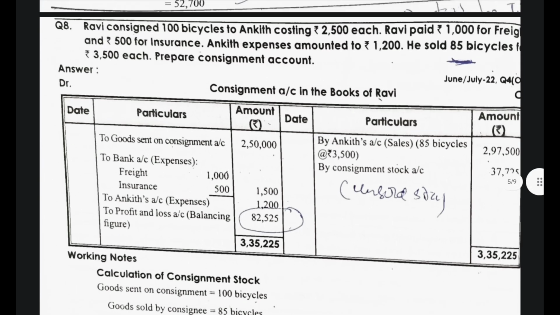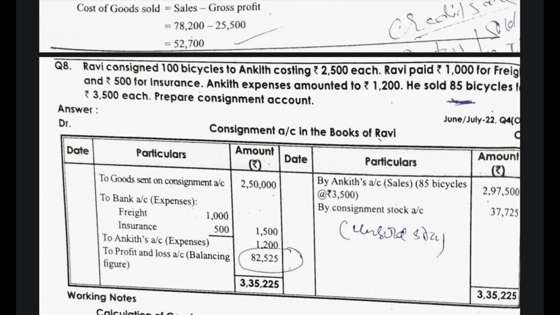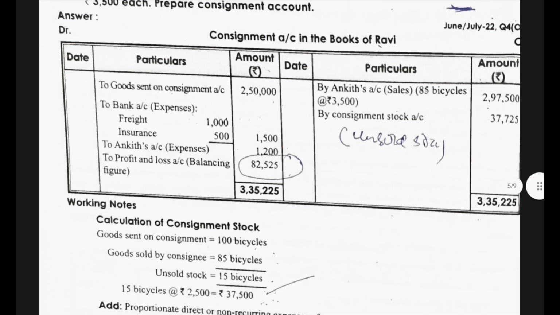In the consignee expenses, if Ankit's expenses are given but it is not mentioned whether they are recurring or non-recurring, then ignore them. If the consignee's non-recurring expenses are given, we have to take that also into consideration while calculating the unsold stock. You have to remember that in this problem, because just expenses are given to us, we are not taking that. So the unsold stock value we got is 37,725. It's clear till here?